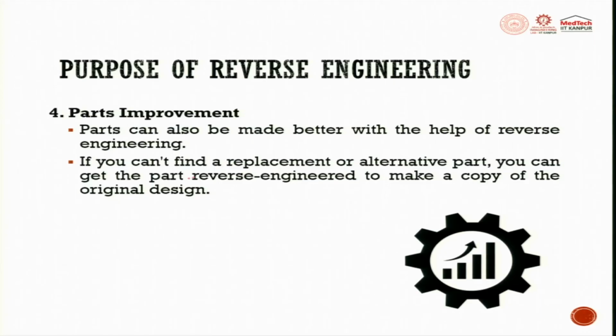If you can't find a replacement or an alternative part, you can get the part reverse engineered to make a copy of the original design. Then we can modify the design to make it work better. If the machine needs its joints or welds to be stronger, then broken parts will be measured and redesigned with thicker metals or stronger joints. Through reverse engineering, you can figure out what needs to stay the same and what could be changed.